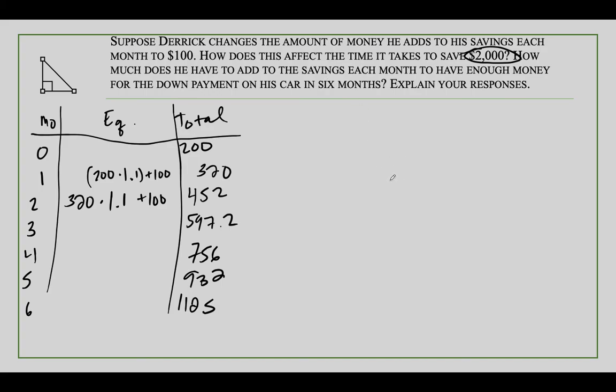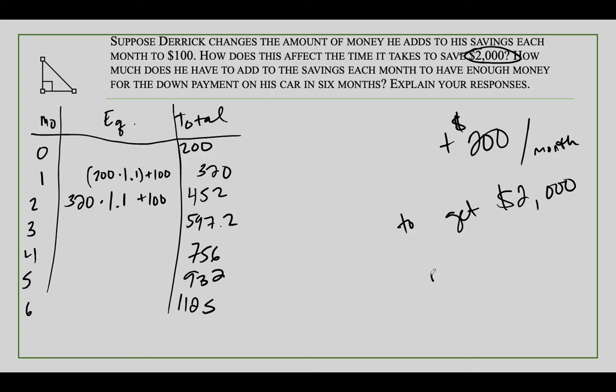Okay, drum roll, please. We need to add $200 a month to get to $2,000 in 6 months.